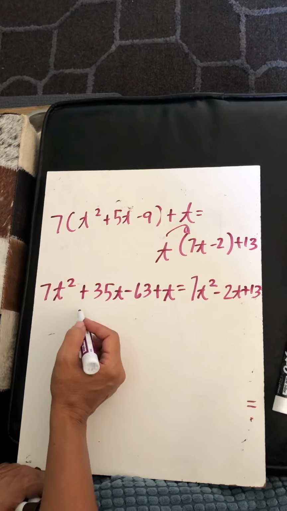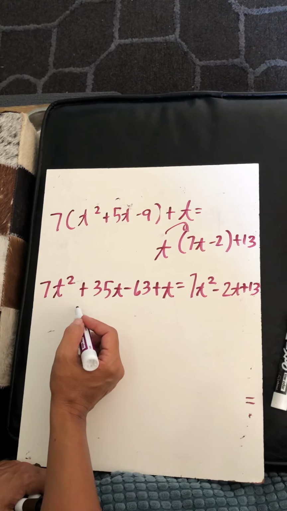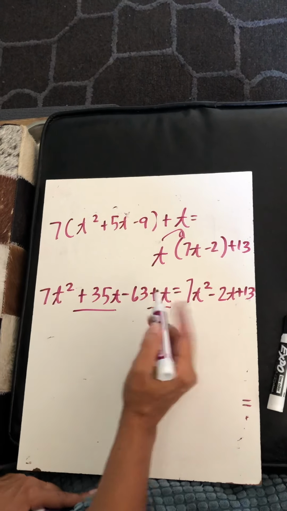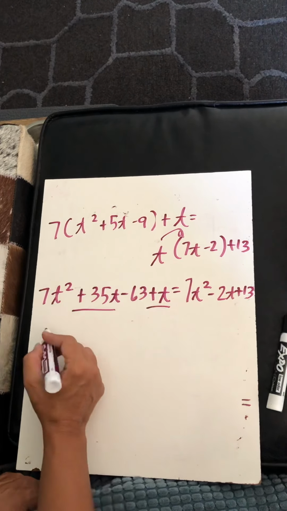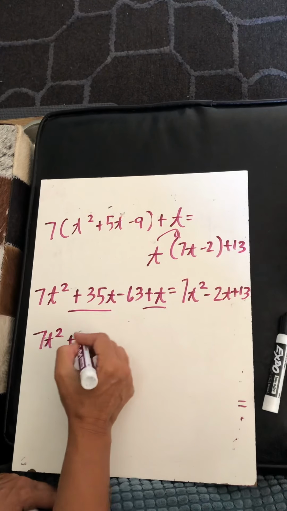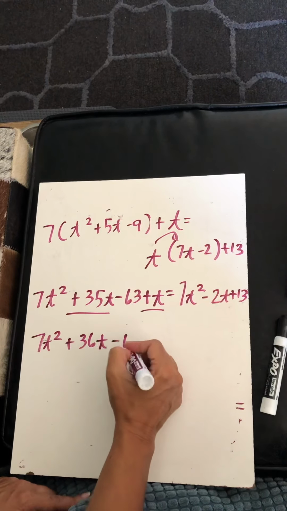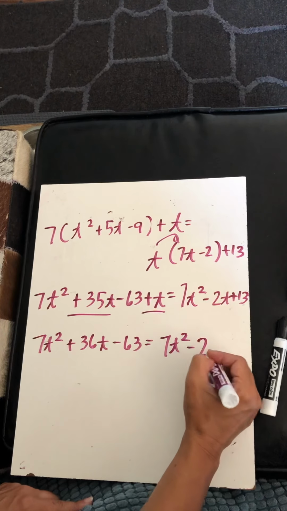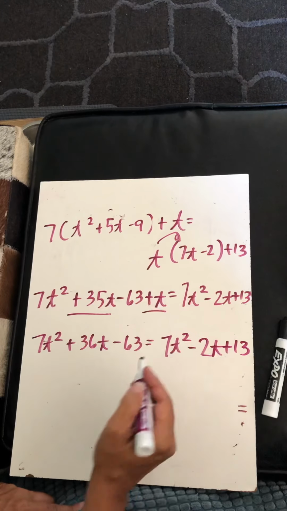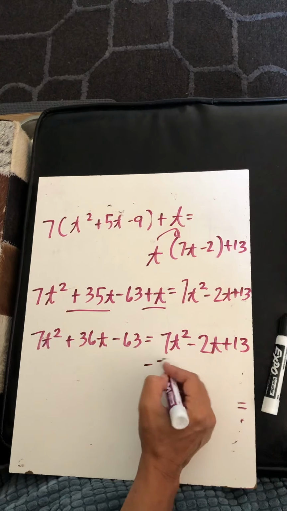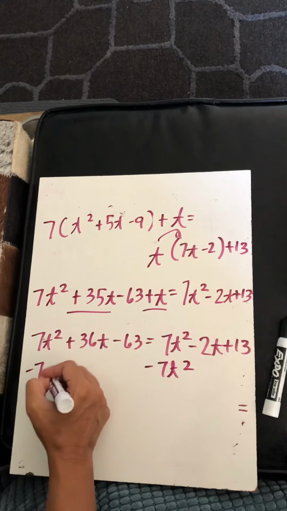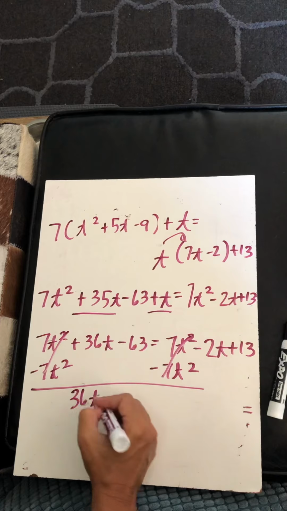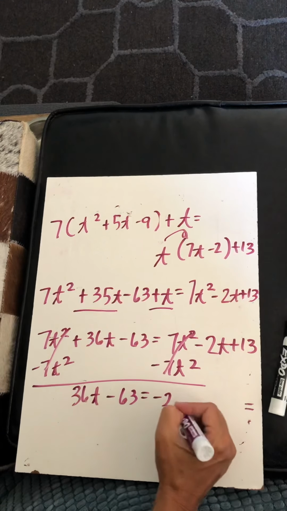On the left side, I'm going to combine like terms. So I'm going to combine 35t and t. So that'll leave me with 36t. So I have 7t squared plus 36t minus 63 equals 7t squared minus 2t plus 13. Okay, so I'm going to subtract 7t squared from here and from here. So the 7t squareds will cancel out. I'm left with 36t minus 63 equals negative 2t plus 13.